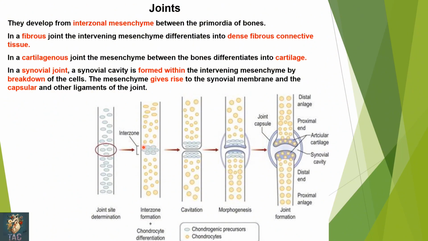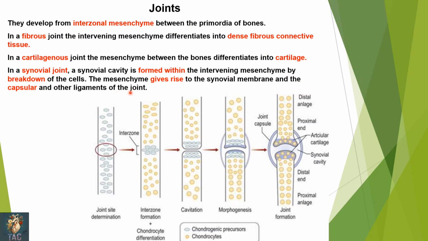Then the fate of this dense fibrous connective tissue is different in all three joints. In the case of the fibrous joint, this dense fibrous connective tissue remains there and develops into the fibrous joint. In the case of the cartilaginous joint, the mesenchyme between these two areas differentiates into cartilage, which will form the articular cartilage. In the case of the synovial joint, a synovial cavity will be formed within the intervening mesenchyme by breakdown of cells. So in the center you can see breakdown of the cells, and as a result a cavity will be formed. The mesenchyme gives rise to the synovial membrane and capsular and other ligaments of the joint.